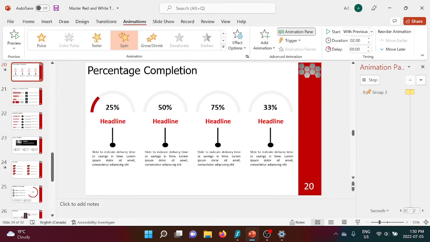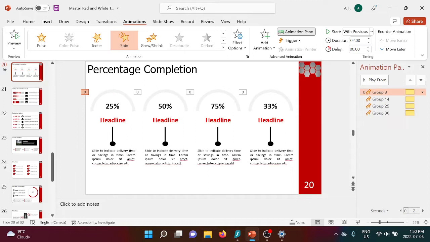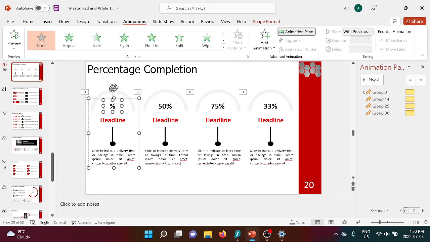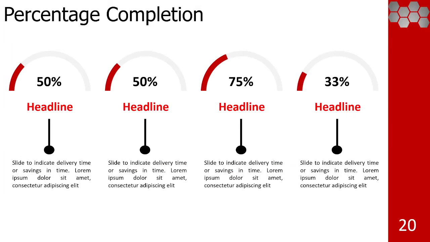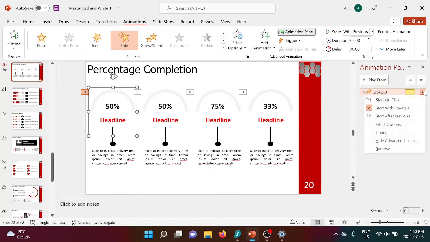Okay. And it's showing you the animation. Also make sure you change 50% over here. Okay. So this is how you change the animation. Let's go check it once again. There you go.